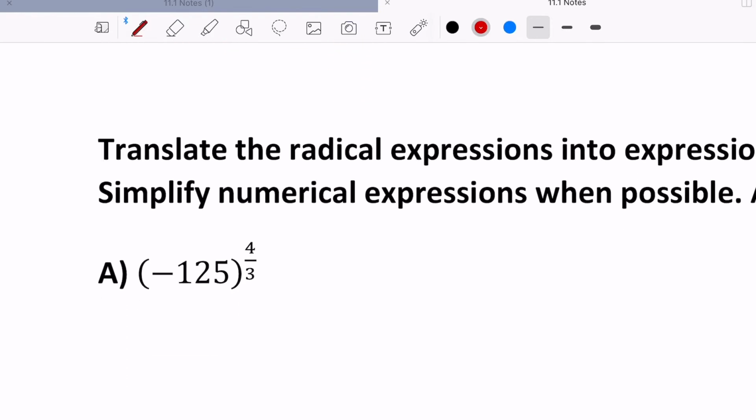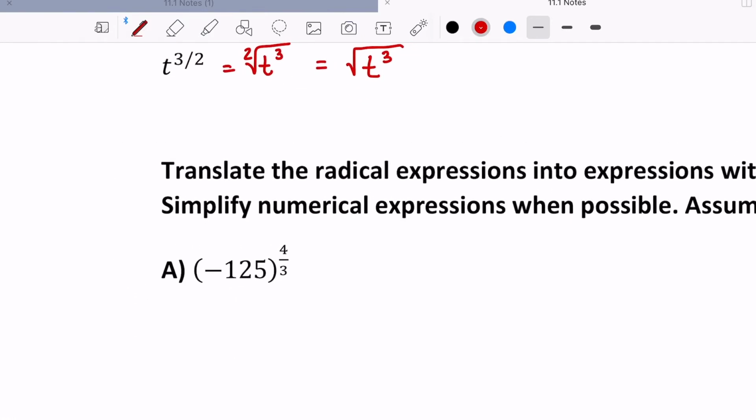All right, now let's do some examples here. We'll do a few of them together. We're going to translate the radical expression into expressions with rational exponents and vice versa, and then we're going to simplify any numerical expression when possible. Okay, so we have to simplify as much as possible, and then assume all variables are positive.